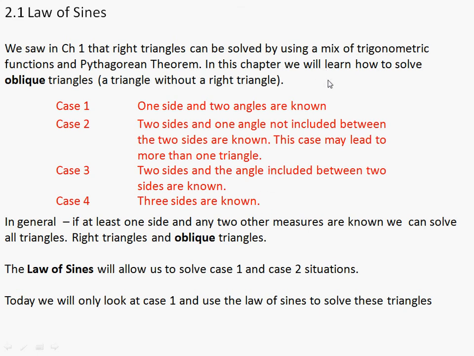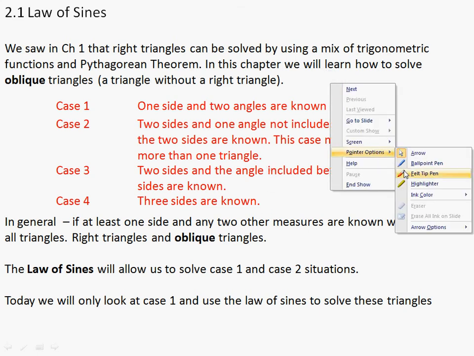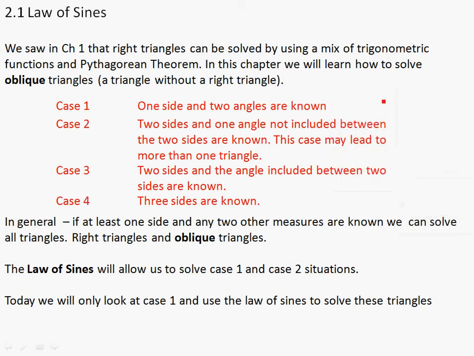Okay, so far we've only worked with right triangles. Pythagorean theorem, your sines and cosines and all that works great. So we're going to solve some oblique triangles. That would be any triangle that's not right.